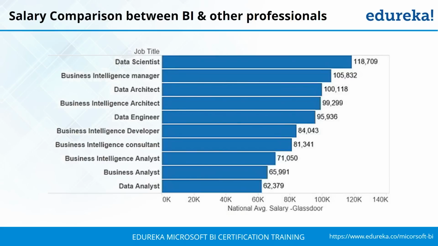This is the salary comparison when it comes to BI professionals and other professionals. If you just see a data scientist, the average salary will be in the range of 120,000. If you talk about a BI manager, it comes around 105,000. A data architect, around 100,000. So people who are working with data, you just talk about the lower quadrant of the chart. Data analyst, 62,000. BI analyst, 71,000. And this is not something that we have made up. This is a national average salary from Glassdoor. So there are a lot of advantages if you work in BI.